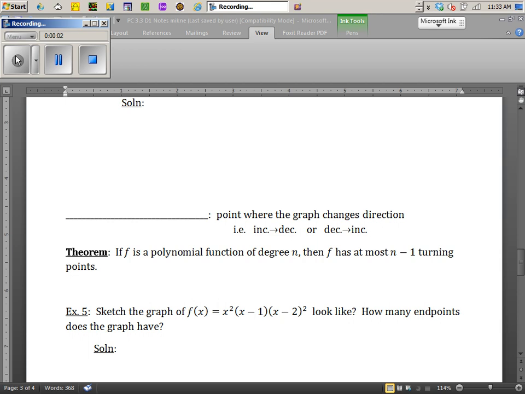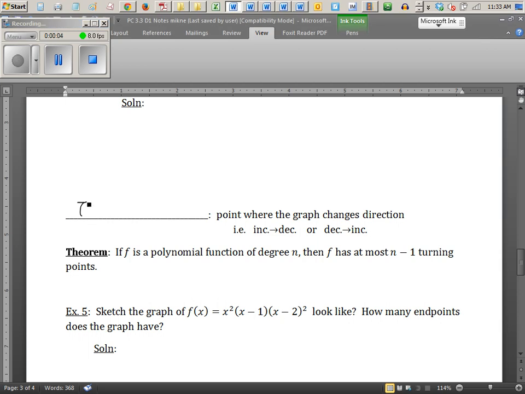Okay, so where we left off is we had not defined the turning points yet. So what are turning points? Turning points are just where a graph changes from increasing to decreasing or vice versa. So it's when a graph is rising and then suddenly it starts falling. Okay? So that's a turning point.